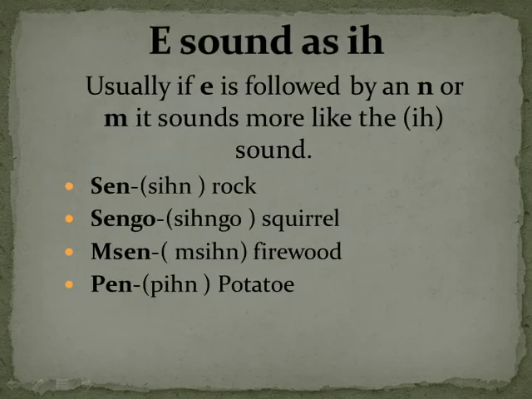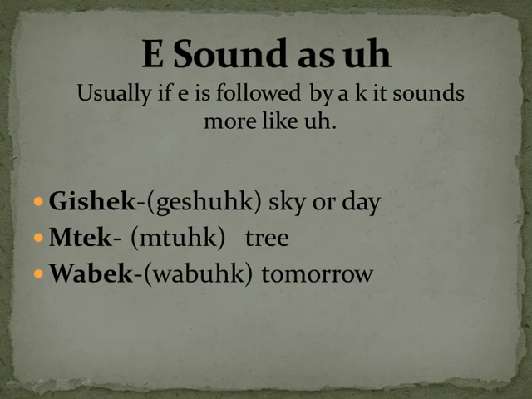And again, like I was saying, the E sounds more like an I when it's followed by an N or an M, as in sin, a rock, single, a squirrel, msin, firewood, pen, a potato. And then more of an eh when it's followed by a K. Gijuk, sky or day, mtuk, tree, wabuk, tomorrow. Okay, and that's it for consonants and vowels. Ahow. Eel.